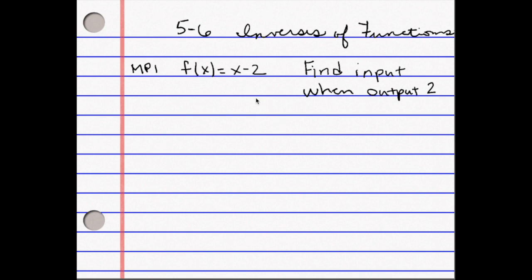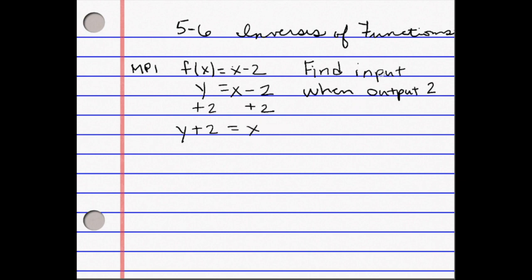Okay, so we're working on 5.6, inverses of functions, and this is a lot of practice with our Algebra 1 skills. So I'm going to do monitoring progress 1. f of x equals x minus 2, and then we're going to first solve for x. So we're going to replace f of x with y. So y equals x minus 2. And then we're going to use some basic algebra skills and solve for x. So we're going to add 2 to both sides. So y plus 2 equals x.